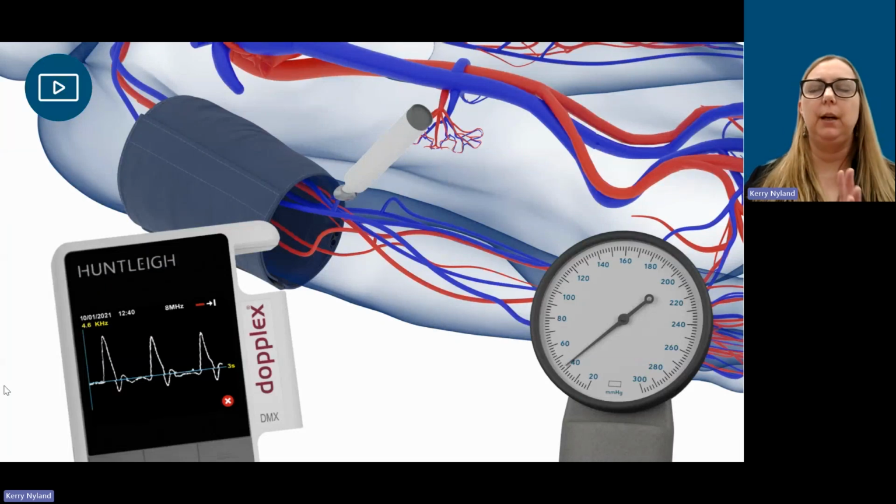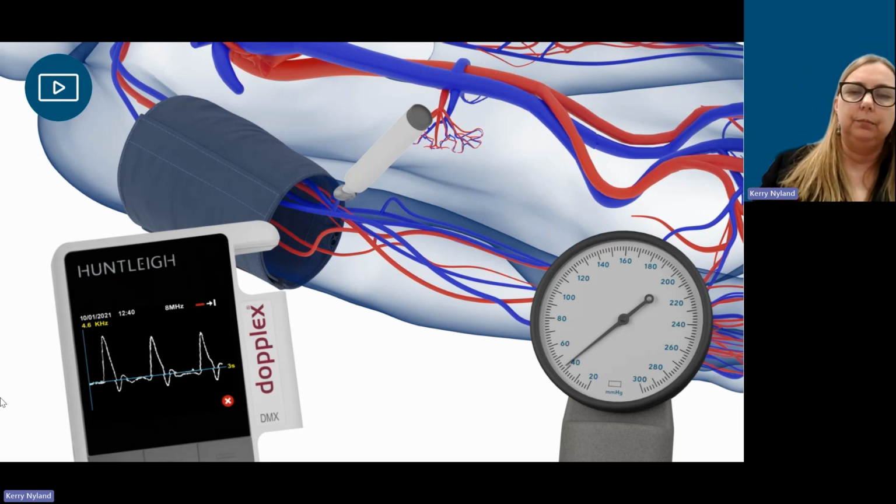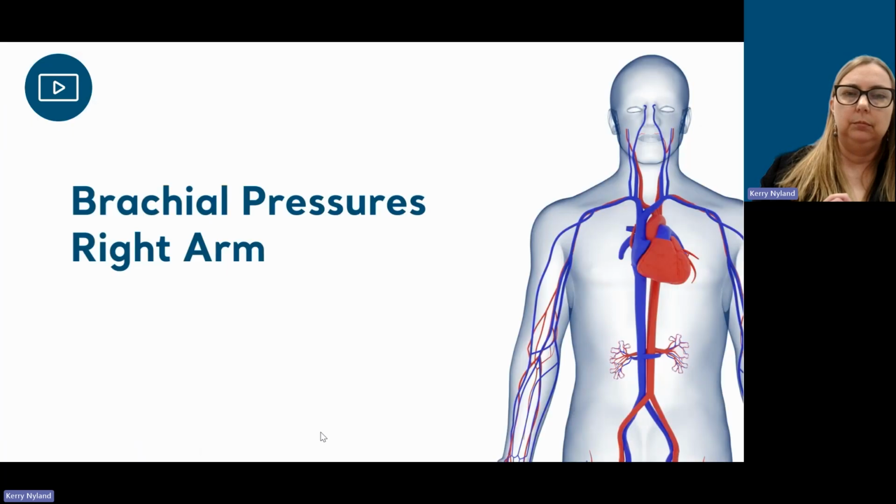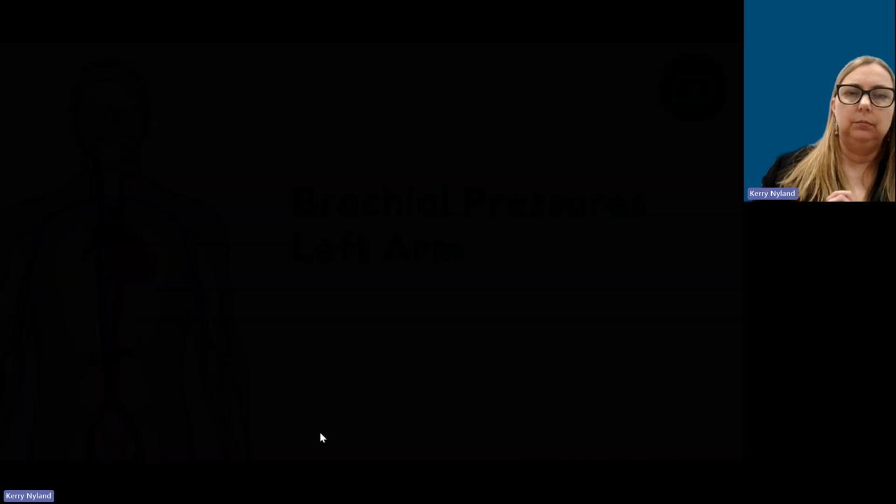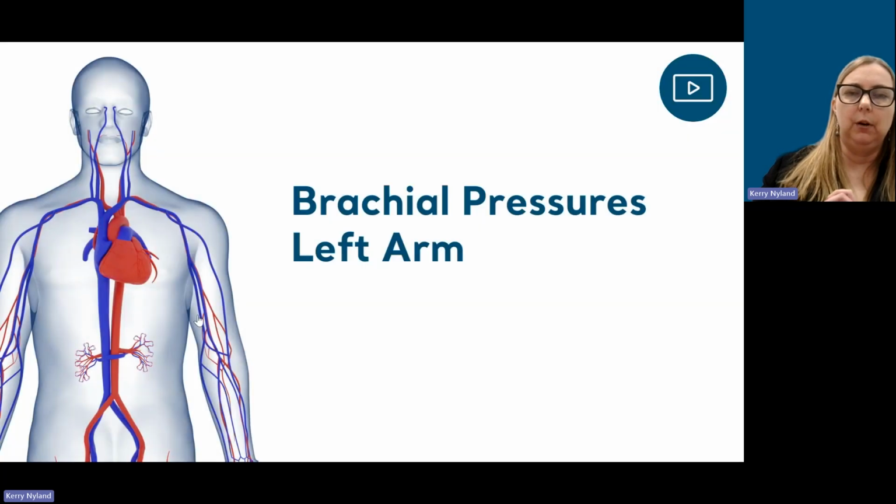Okay, so you need to inflate the cuff about 20 millimeters of mercury over when you last heard that sound. So if, for example, you lose the sound at 140, inflate to 160, and then slowly start to release back down. Then you're going to do your left arm.